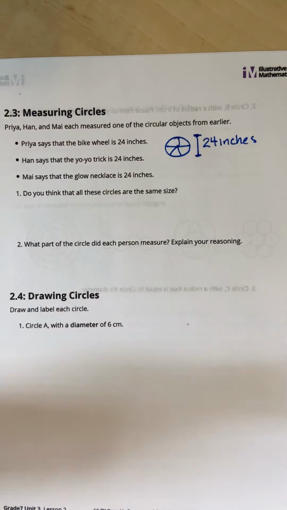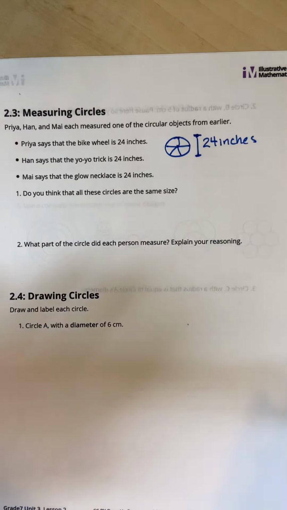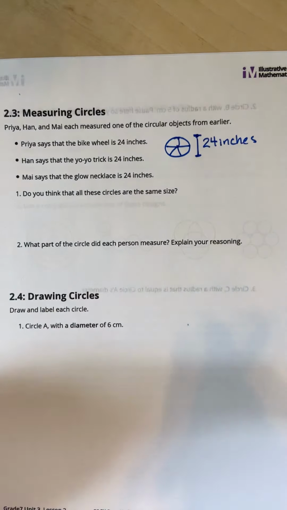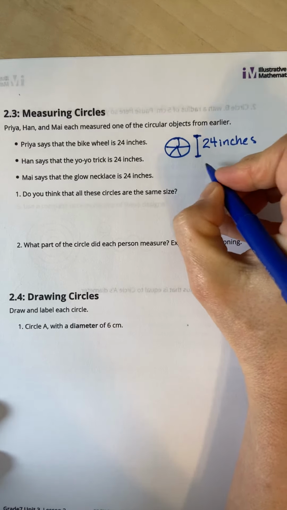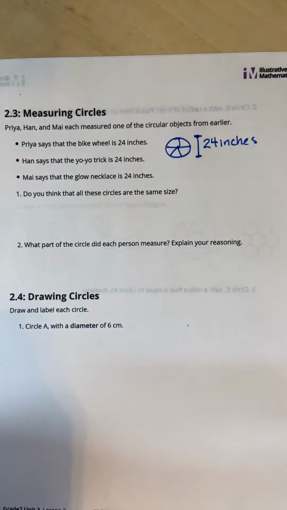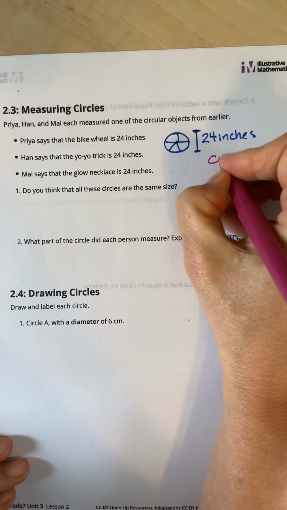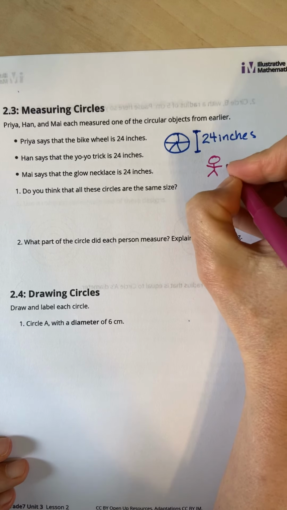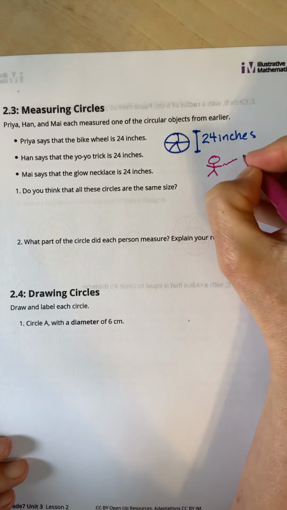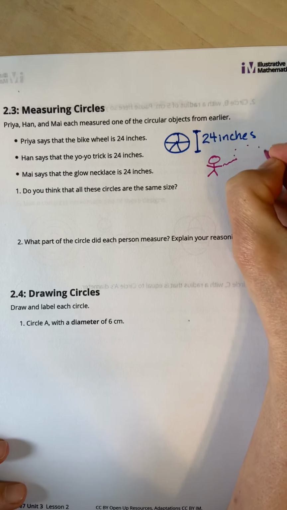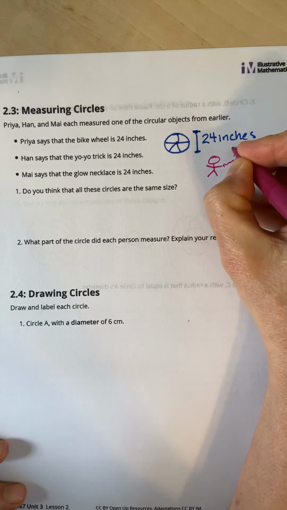Does that make sense? So if I said how tall, it's probably telling me how tall my bike is. Han is saying he's got a yo-yo trick. So if you think about a person, you're gonna love my drawings. A person doing a yo-yo trick. Here's your string, and usually when you do a yo-yo trick, when it goes around, your string would be here, but it would go around.